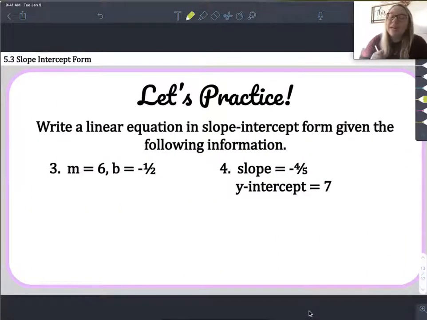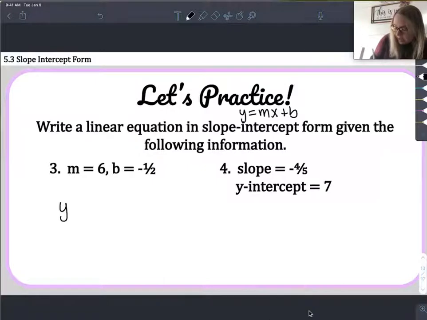So then the next one is to write a linear equation in slope-intercept form given the following information. So if you remember, our slope-intercept form is y is equal to mx plus b. So we're just going to be plugging in for m and b. So y is equal to, I'm going to leave a space, and then my plus, and then same thing over here.